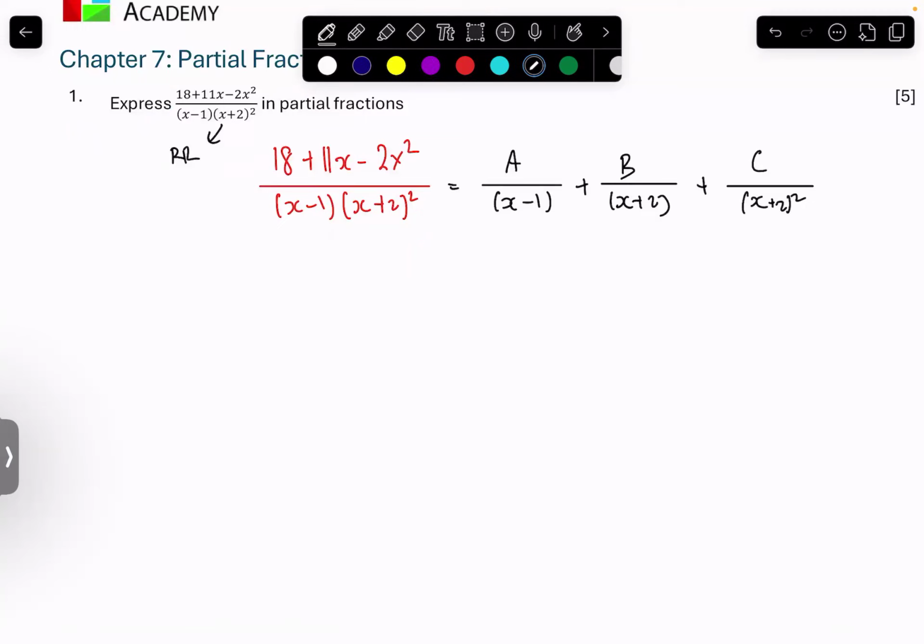So what happens down here is that we're going to rewrite as 18 plus 11x minus 2x squared. The rule of thumb is you always try to fill up whatever is missing. You see that the denominator contains one set of x minus 1 and two sets of x plus 2. So this A already has an x minus 1, so it needs an x plus 2 squared. B will need an x minus 1 and an x plus 2, and C will need the x minus 1.